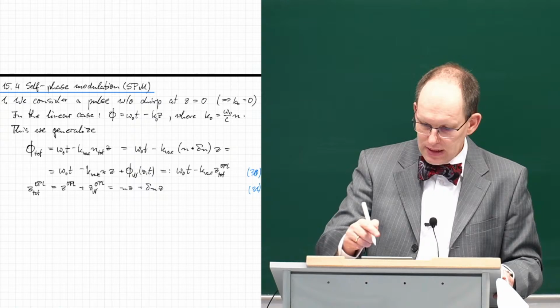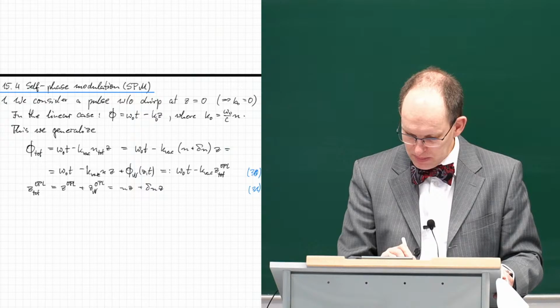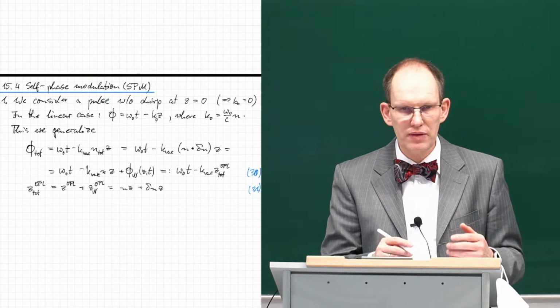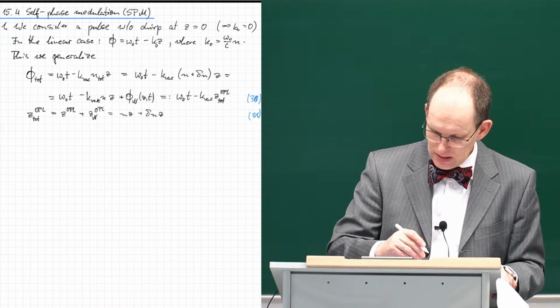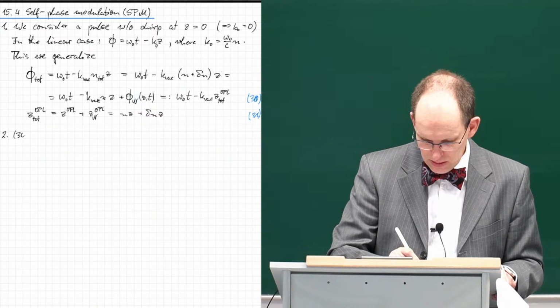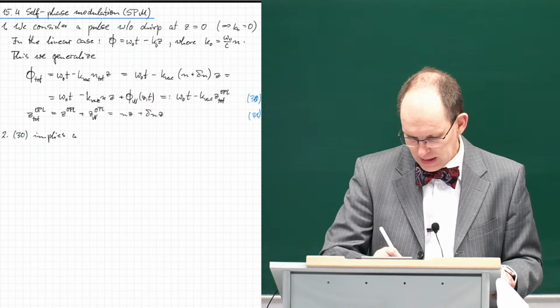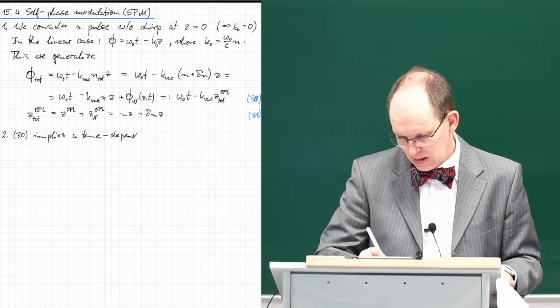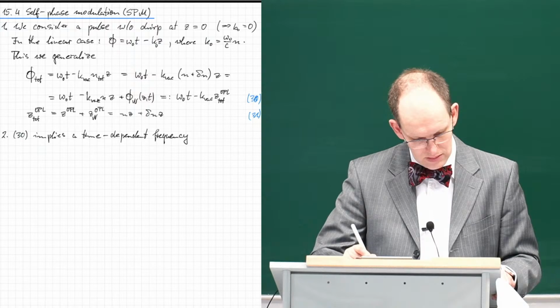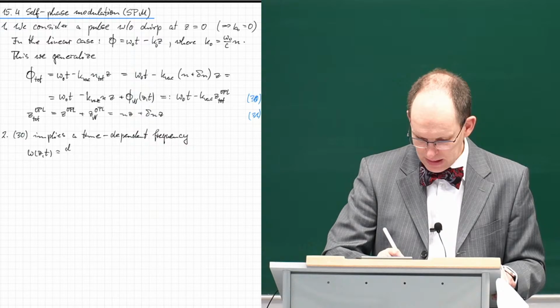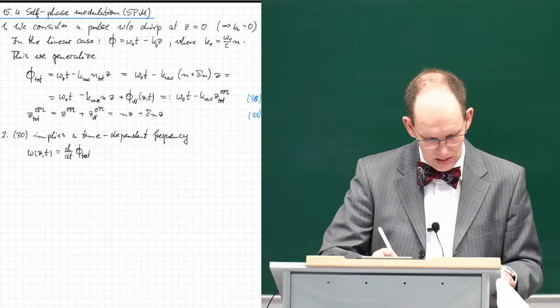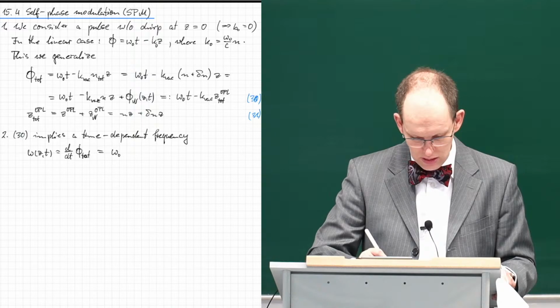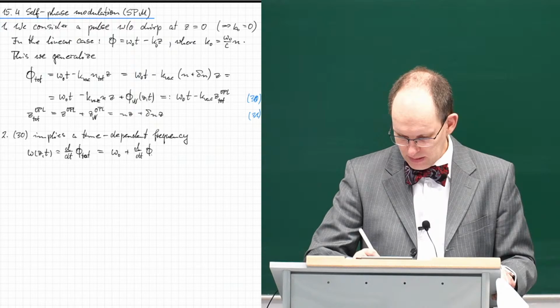this phase here is time dependent. And if we take the derivative of this phase, then we find the instantaneous frequency. So this equation 30 implies a time dependent frequency. And this omega of z and t is given by the derivative of this total phase. What you get is, of course, omega naught plus the derivative of the nonlinear phase that we introduced.